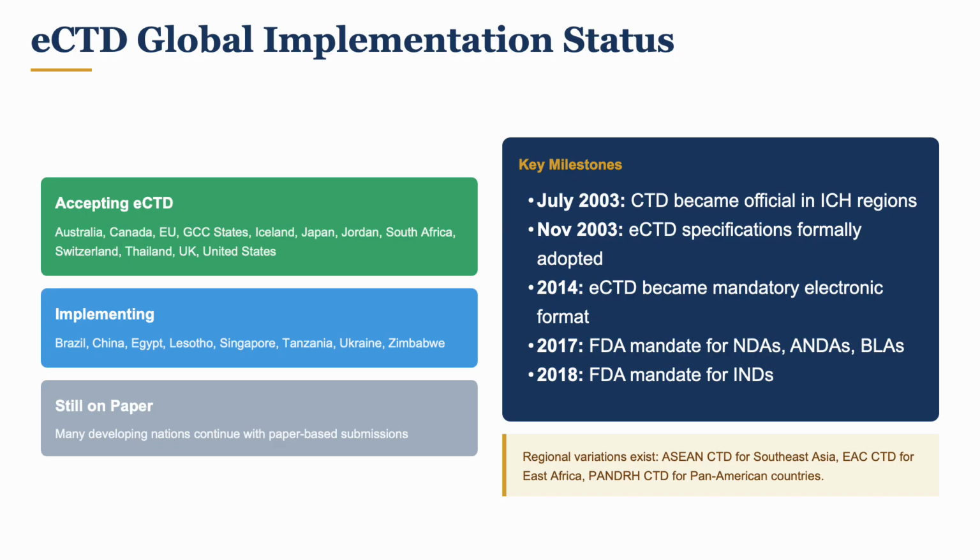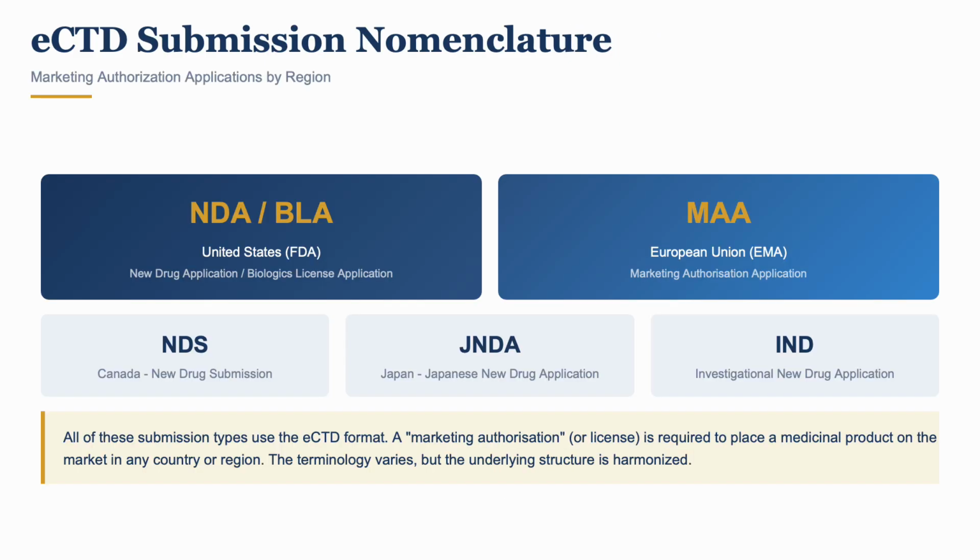ASEAN countries use a modified ASEAN CTD, East African countries use the EAC CTD, and Pan American countries use PANDER CTD. These are based on the ICH CTD but adapted for regional needs. This slide clarifies the nomenclature around eCTD submissions, which can be confusing because different regions use different terms.